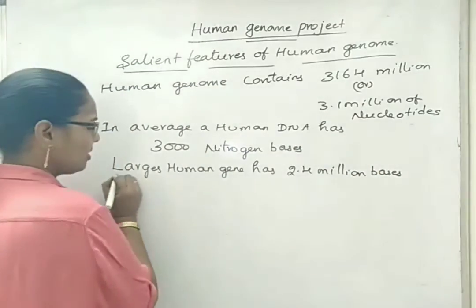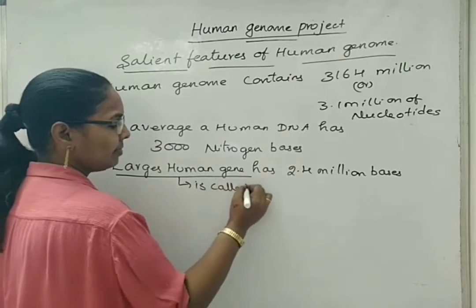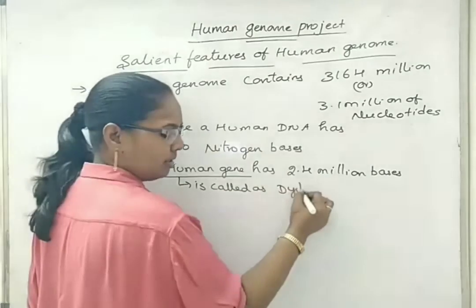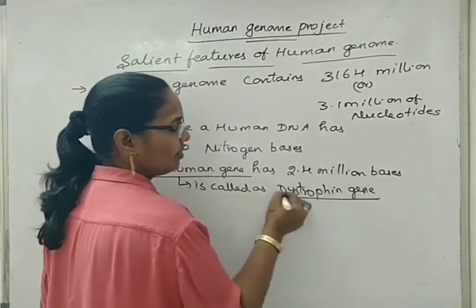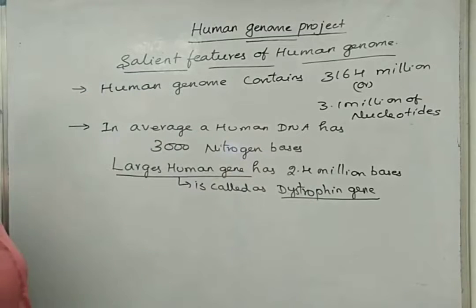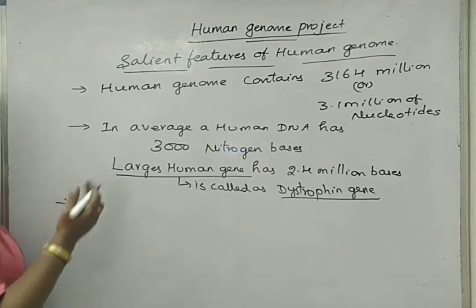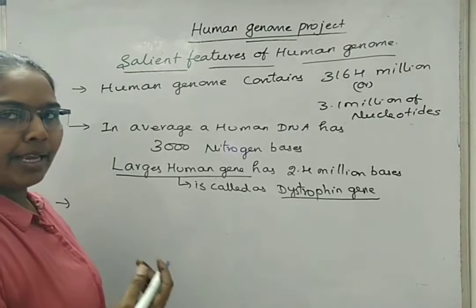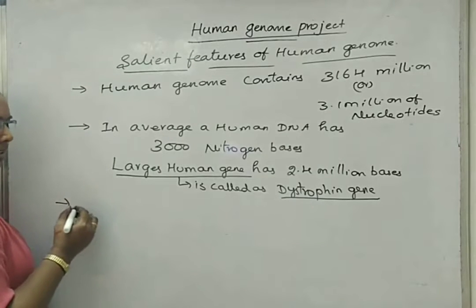Next, what is this largest human gene called? It is called the dystrophin gene. The largest human gene is called the dystrophin gene. The total number of genes found till now is only 30,000. We said that there are many base pairs, that is 3 billion, but the number of genes found are only 30,000 till now.